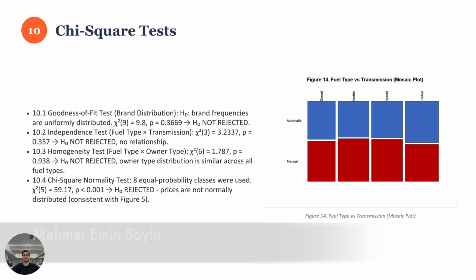We used the chi-square test, as figure 14's mosaic plot shows. Fuel type and transmission type look independent. Brands are uniformly distributed and owner type does not change by fuel type. The only significant result was the normality test. Prices are not normally distributed, matching part 5.